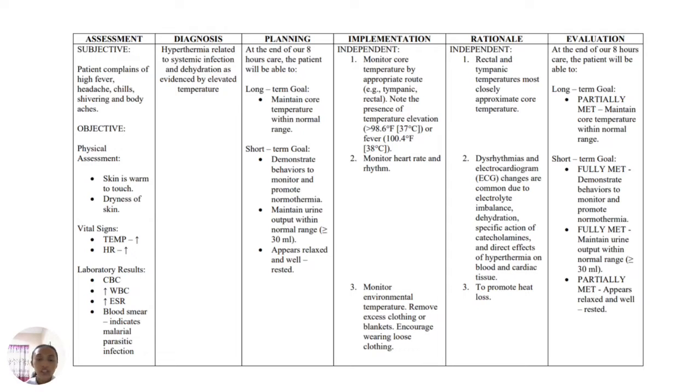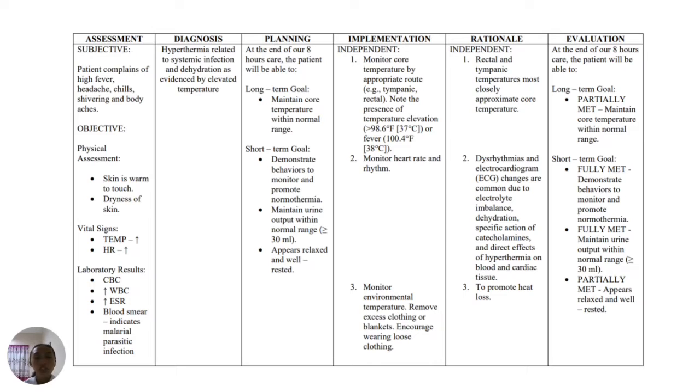So at the end of our 8 hours of care, the patient will be able to, our long-term goal is to maintain core temperature within normal range. The short-term goal is to demonstrate behaviors to monitor and promote normothermia and maintain urine output within normal range, usually greater than or equal to 30 ml, and the patient would appear relaxed and well rested.